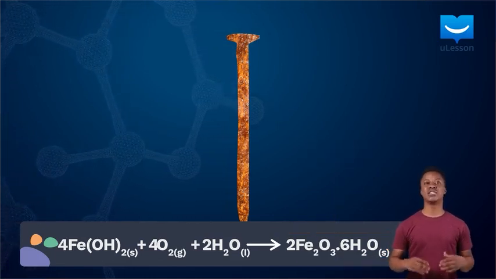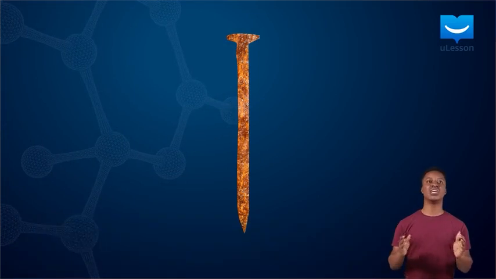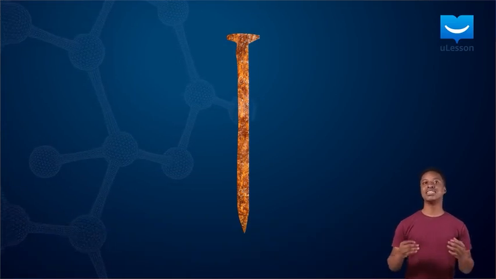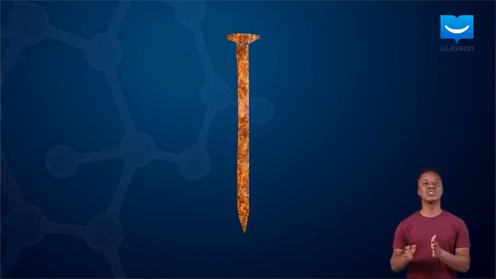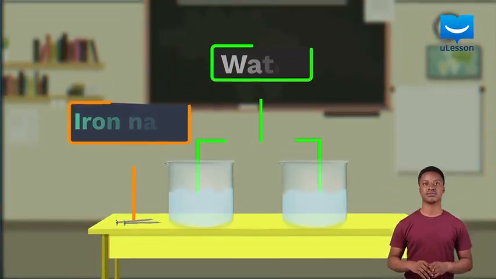This is why nails and other forms of iron used in buildings and furniture left in open areas tend to rust more readily than nails left in enclosed spaces where oxygen and water supply is limited.